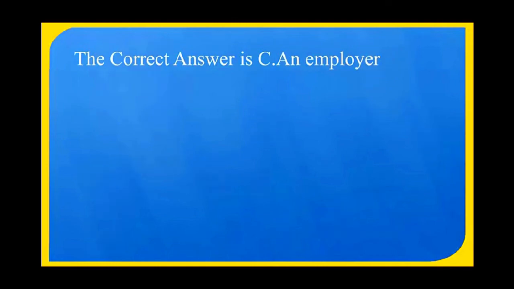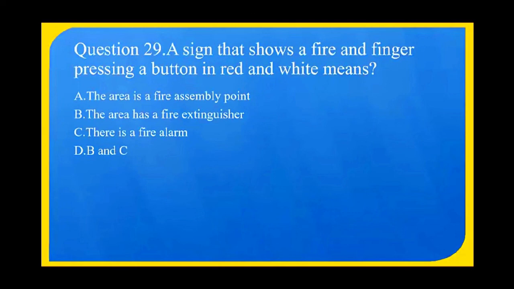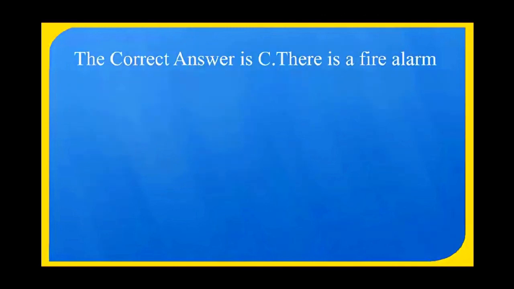Question 29. A sign that shows a fire and finger pressing a button in red and white means? A. The area is a fire assembly point. B. The area has a fire extinguisher. C. There is a fire alarm. D. B and C. The correct answer is C. There is a fire alarm.